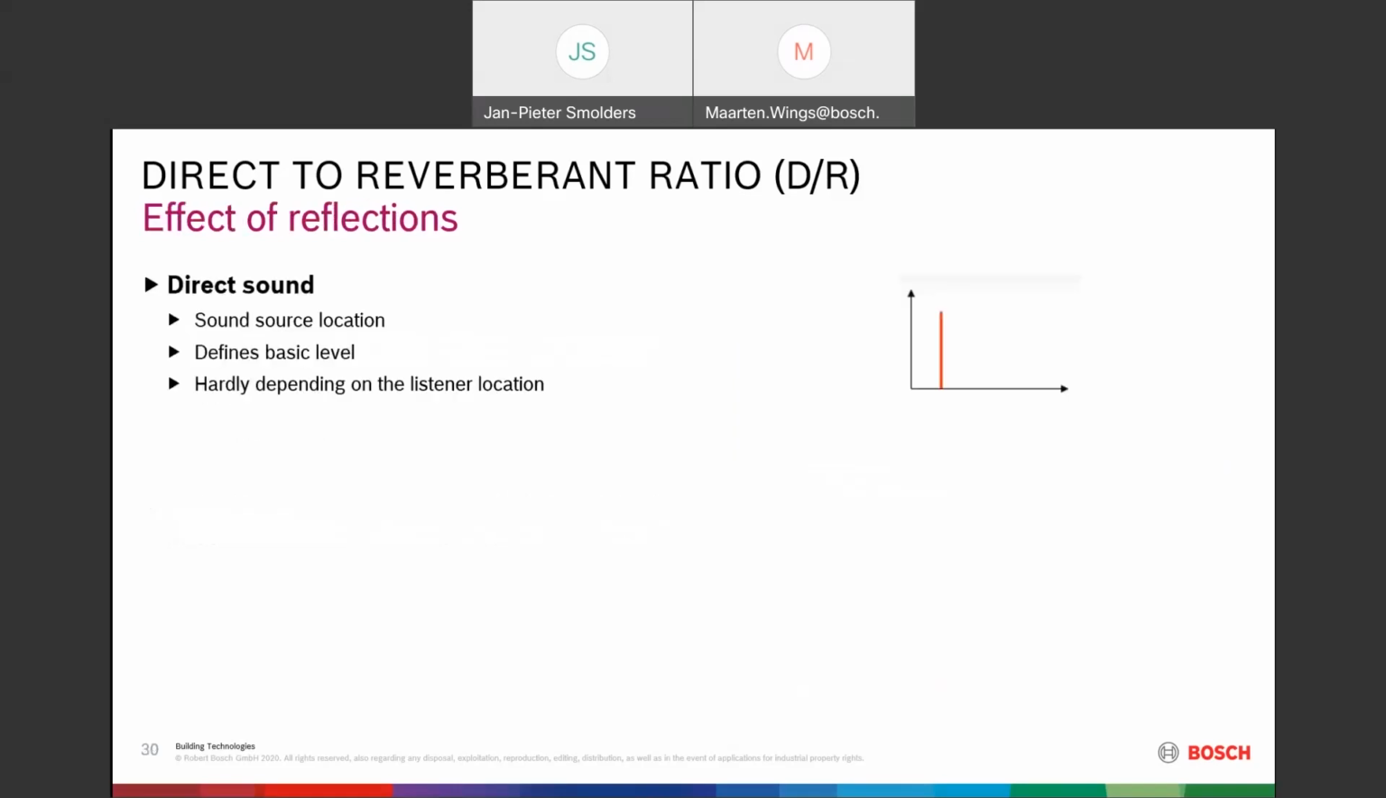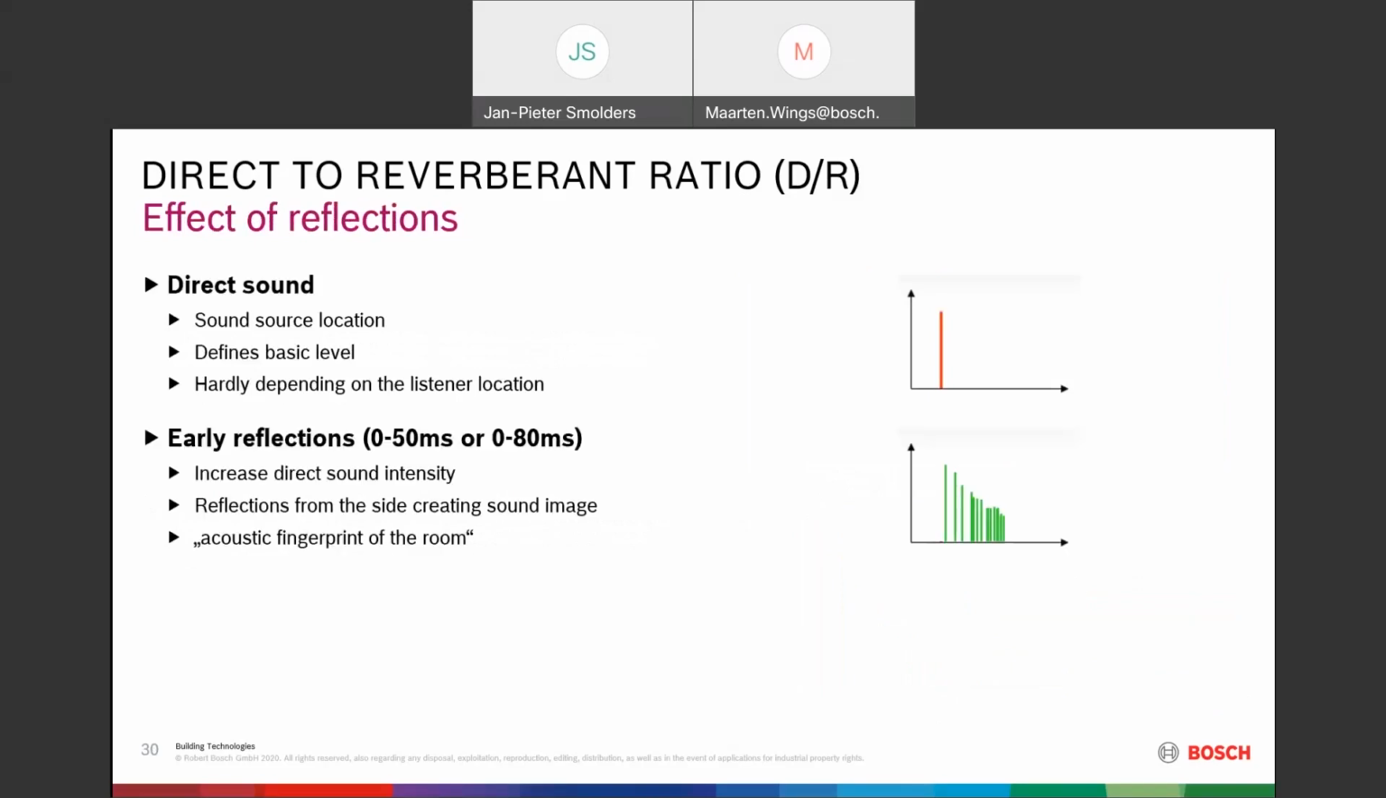What is the effect of reflections? Okay, we have the direct sound, so the person talking. That's at a certain level. Then we have the early reflections, so the reflections from close to the person talking or the loudspeaker positioning, and they will give you an idea of how big the stage or the room is, and how wide it is. It will give you an idea of that room size.